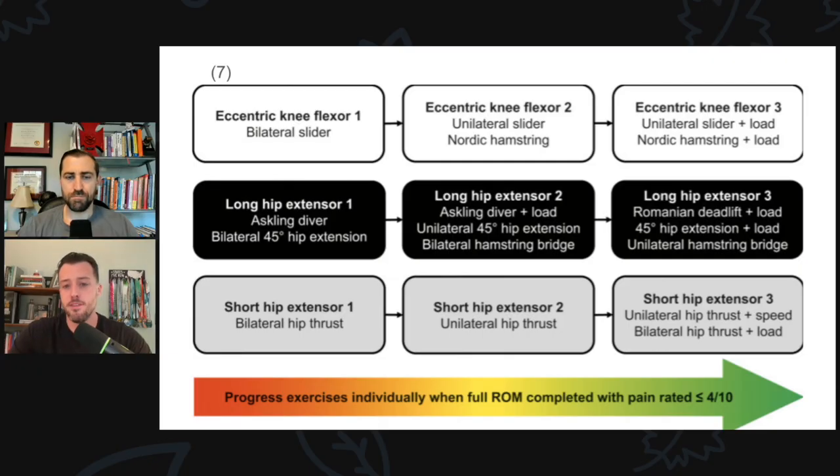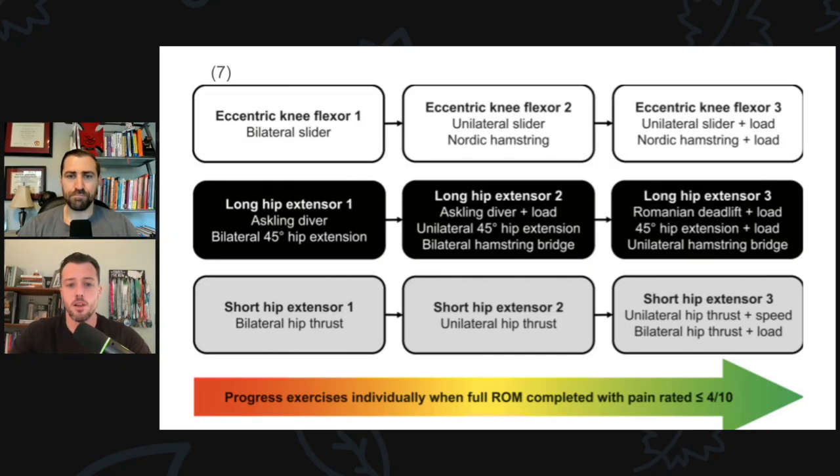For the eccentric knee flexor, they went from a bilateral slider to a unilateral slider and a hamstring Nordic. So that was phase 2. And then phase 3 was a unilateral slider with load and a Nordic with load. So I think that's a basic progression, but pretty nice.